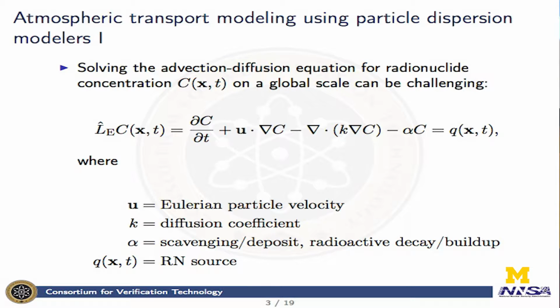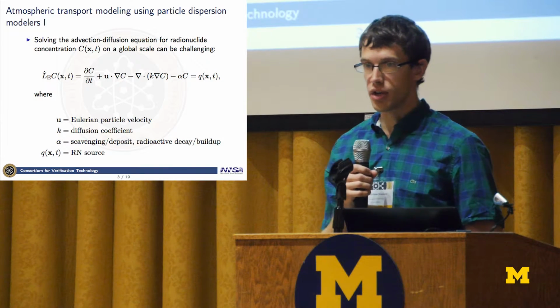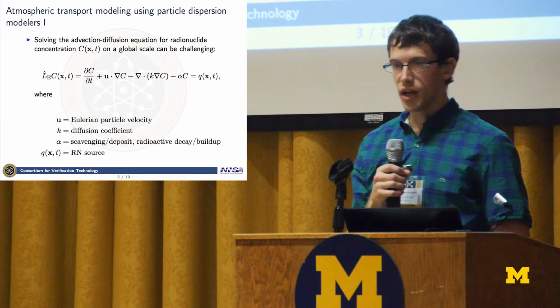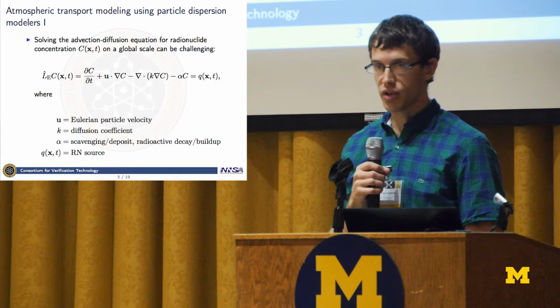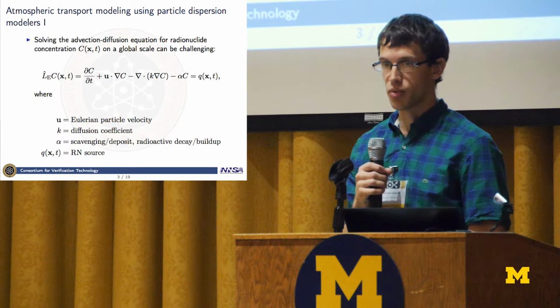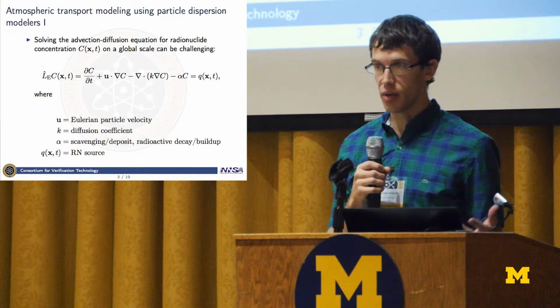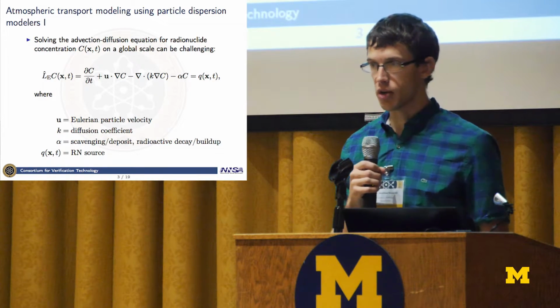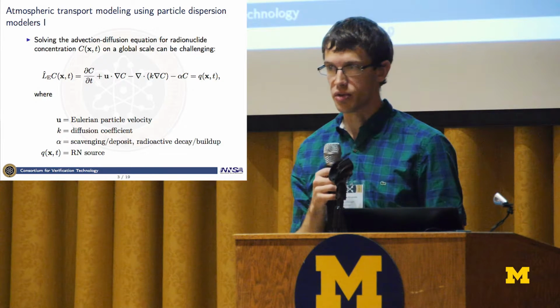So our dispersion models are based on an advection-diffusion equation kind of model of calculating the concentration in the atmosphere due to different sources, the source term being on the right there, and then we have the diffusion coefficient, our Eulerian particle velocity, and our scavenging or wet deposition or radioactive decay terms. And so we solve this actually using a Lagrangian approach in which we transport particles, and we use their localized frame of reference and integrate their trajectories using our meteorological data.